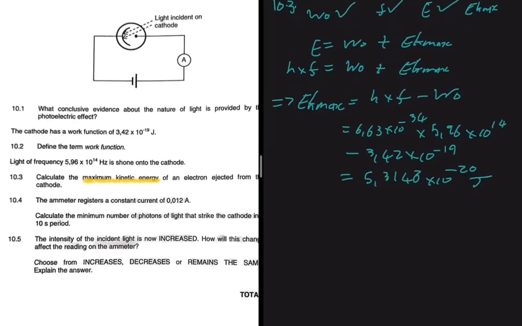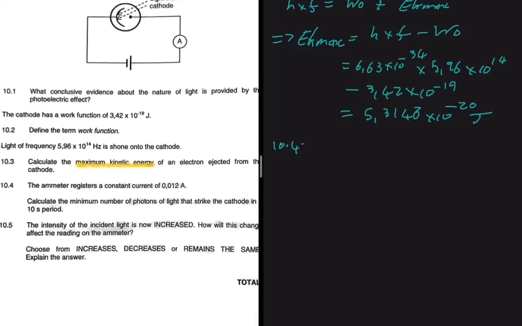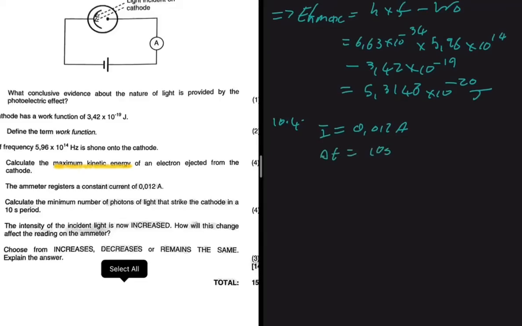So we're at 10.4 already, so let's do 10.4 here. So 10.4 is saying that the ammeter registers a constant current. So we have some I, which is equal to 0.012 amps, right? Calculate the minimum number of photons of light that strike the cathode in a 10 seconds period. So we have delta T being equal to 10 seconds. So we know fully well that the current is the rate of flow of charge per unit time, through a point or a region, right?